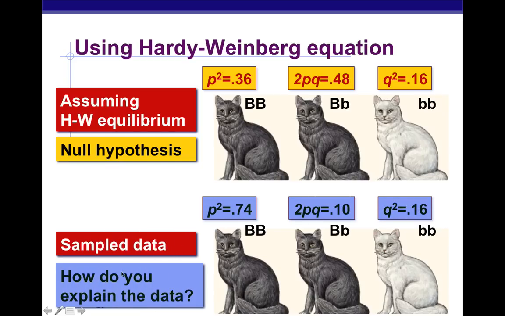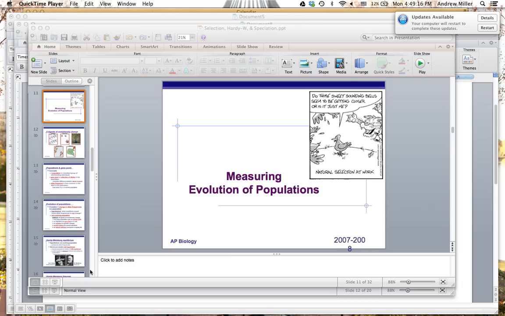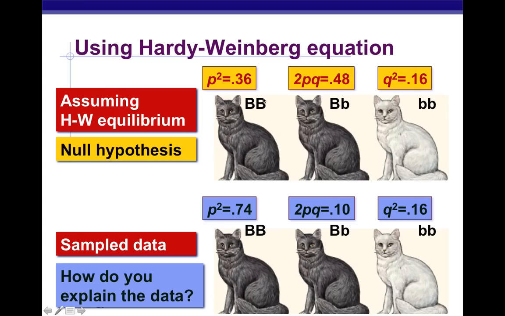So in science, we will go ahead and look at this and say, okay, this is assuming Hardy-Weinberg equilibrium. But then the actual data came up different. So that basically tells us there's something happening that's making the homozygous dominant more common than the heterozygous individual. So that means this must be being selected for.